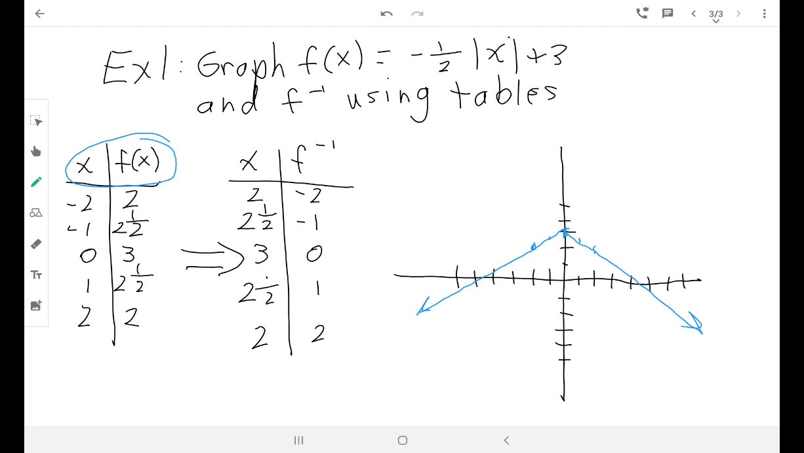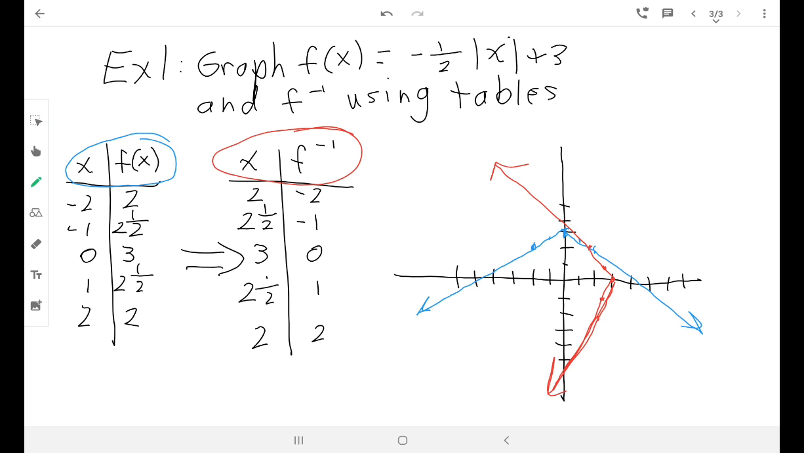And in red, let's do our f inverse. So f inverse is (2, -2), (2.5, -1), (3, 0), (2.5, 1), (2, 2). And this one looks kind of like that. I messed that up a little bit, but that's okay.